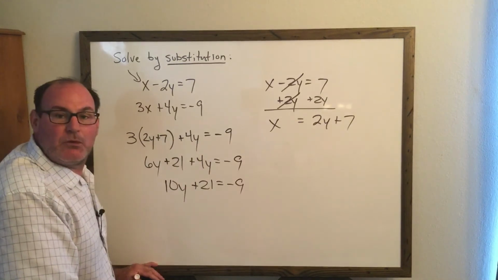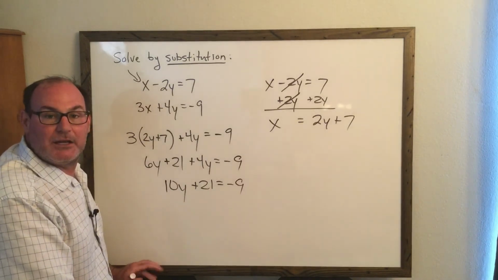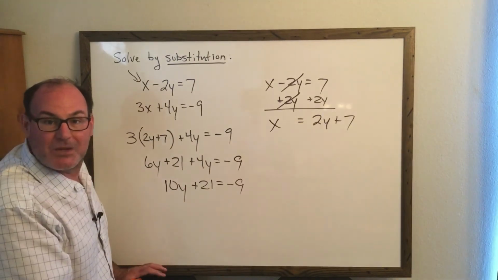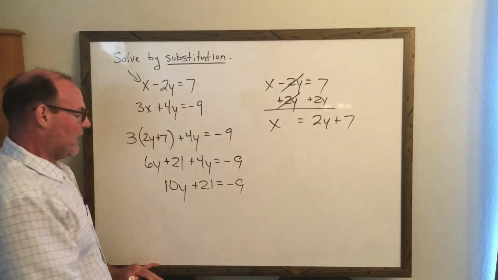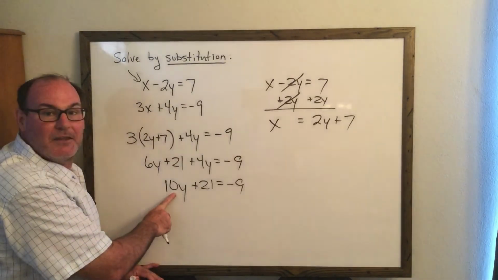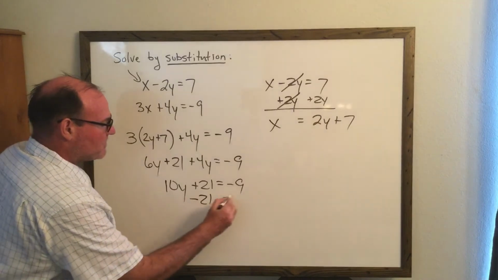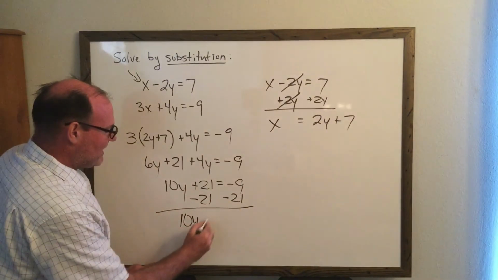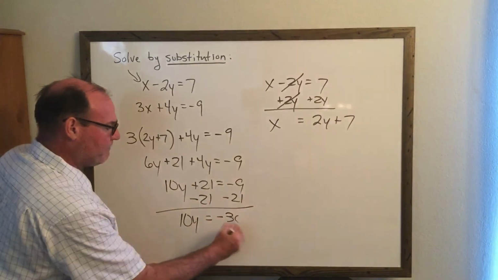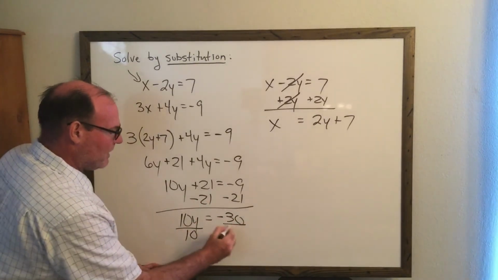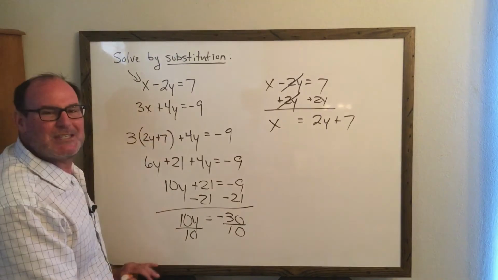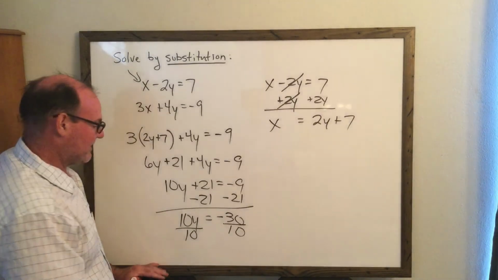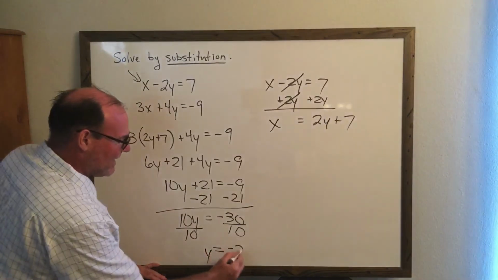And remember, the general principle we try to do when solving a linear equation is we put all the variables on one side, all the numbers on the other. So the y's are already on the left, so I am going to subtract 21 to get all of the numbers on the right. So I have 10y is equal to negative 30. When I divide by 10, you'll get used to doing this. It's the same steps every time when you do problems like this. I get y is negative 3.